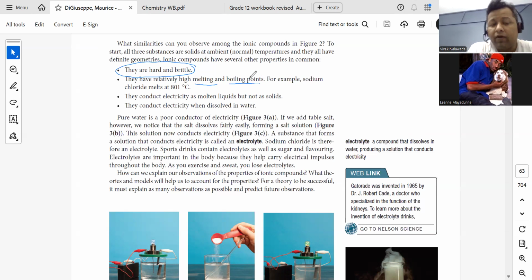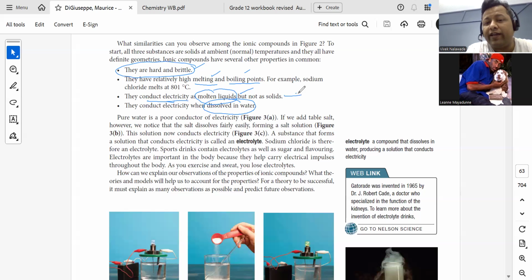They can conduct electricity, but only when they are in the molten state or dissolved in water. So what are the properties? They are hard and brittle, they have relatively high melting and boiling points, and they conduct electricity if they are molten liquids. Molten liquid means they are in the liquid state.